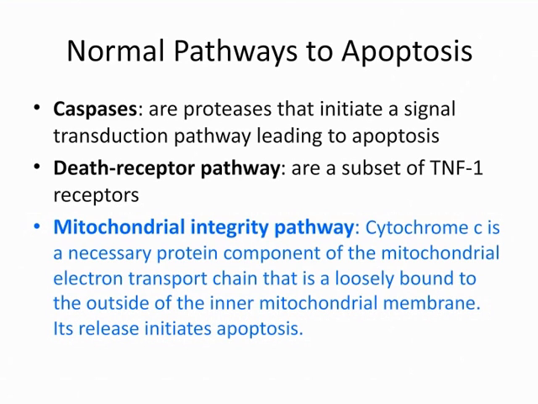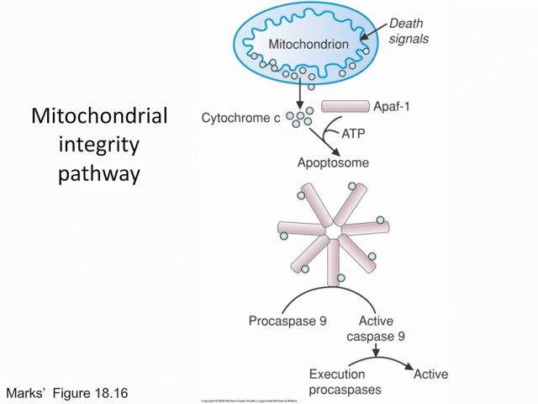So the other pathway that initiates apoptosis is called the mitochondrial integrity pathway. And a key step to this is having cytochrome C. So we're going to talk about this in the next slide. Here we have the mitochondrial integrity pathway. Mitochondria, once it gets a death signal, will release cytochrome C. And cytochrome C will bind to APAF1. And along with ATP, they're going to form something called an apoptosome. The apoptosome converts procaspase 9 to active caspase 9, which initiates the apoptosis pathway.